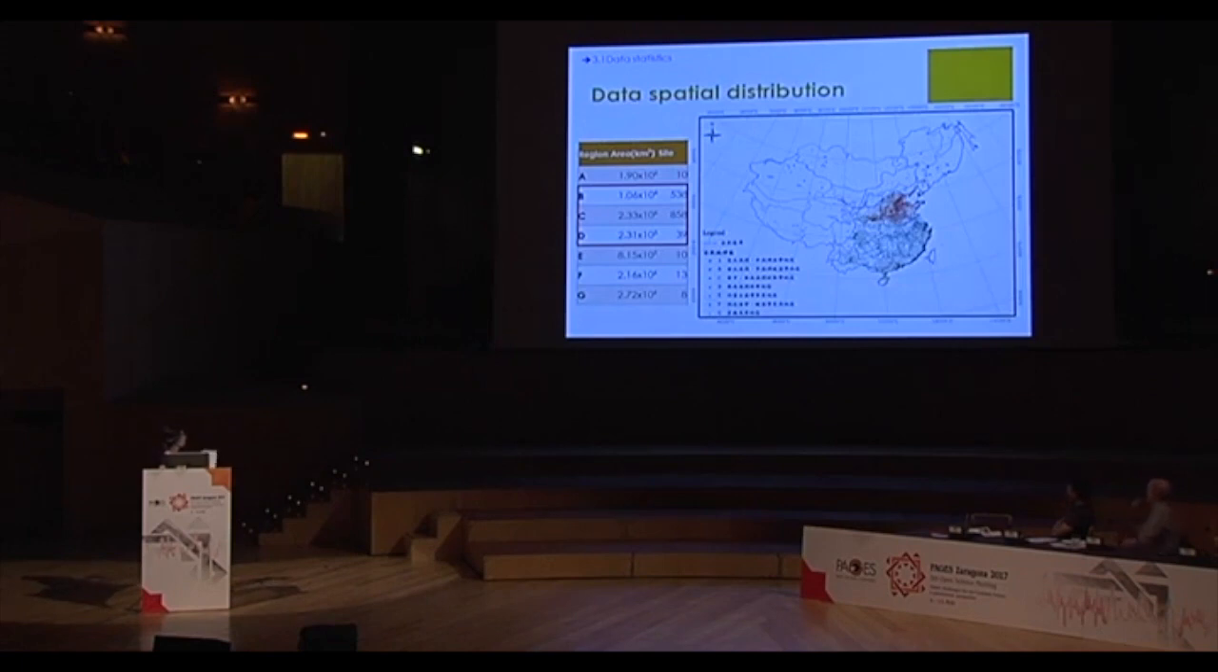Okay, so here is the data distribution in space. The colored dots show the places where we have records. As you can see, they mainly focus on the east part of China, and it can be divided into several different geographical regions to allow us to do regional variability comparison. The red one is B, the green one is C, and the yellow part, the southern part of China, is D.